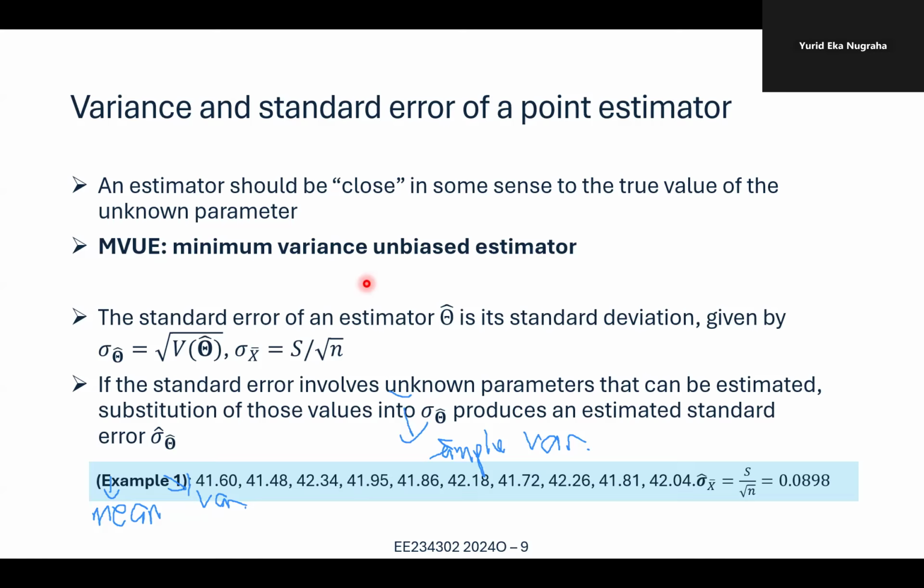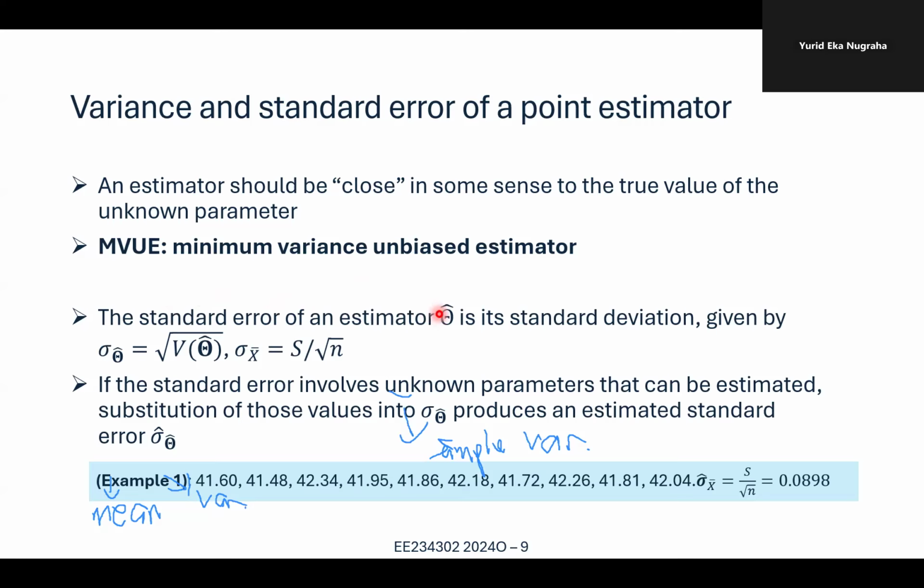And yeah, there could be some estimator that's both of them. Or maybe if you consider three unbiased estimators, all three of them are unbiased, but of course there is only one that has the minimum variance out of those three estimators. So that one is the MVUE.